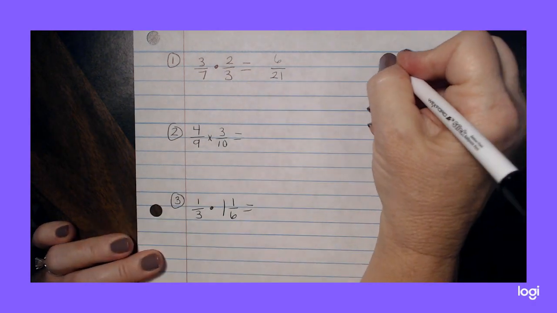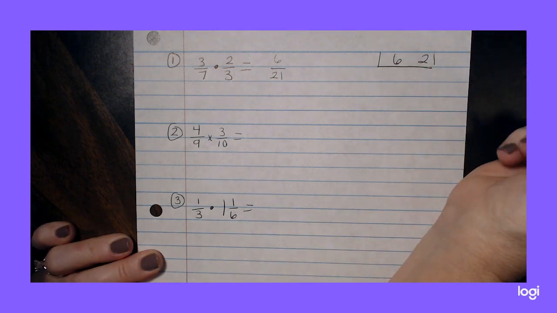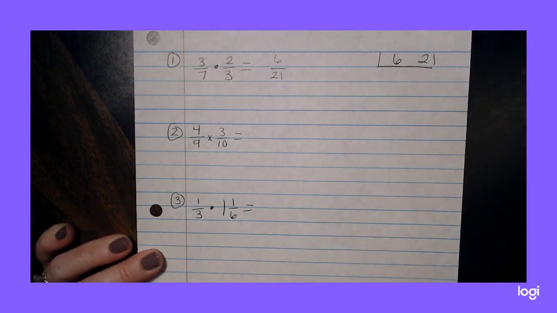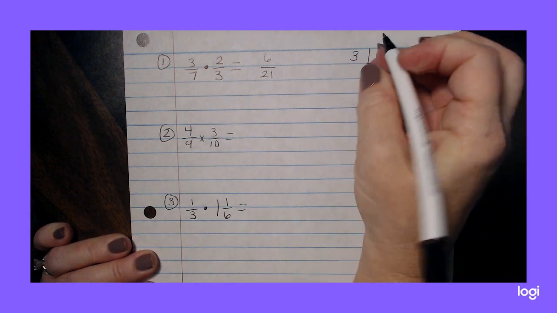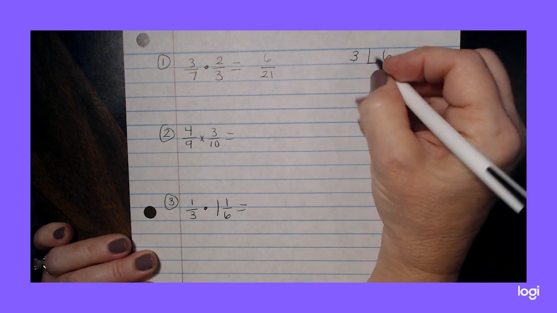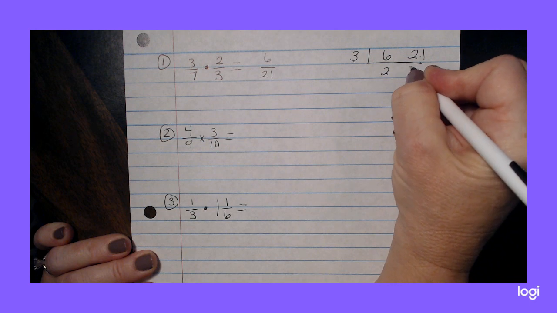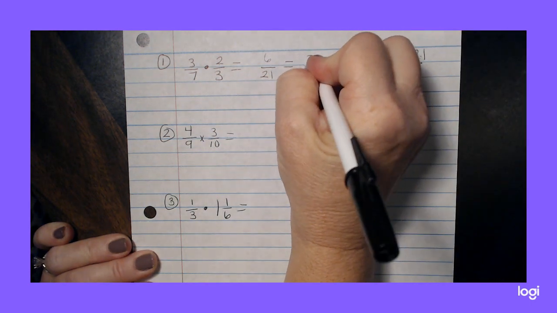Let me make my little L here, 6. All right, if I look at my factor sheet of 6 and 21, it looks like there is a factor of 3 that goes into them. 3 goes into 6, looks like 2 times. 3 times 2 is 6, and 3 goes into 21 7 times. You should have simplified your fraction to a final answer of 2/7.